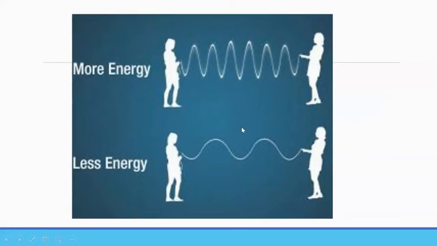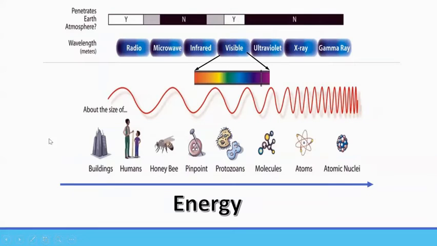have less energy. Okay, just like if you had a rope and you were vibrating the rope up and down, the more energy you put into it, the higher the frequency would be. You'd have more wavelengths in a shorter space, so you'd have a shorter wavelength as well. And so, not surprisingly, the radio waves, which are really long waves, have the lowest energy, and the gamma waves, which are the shortest waves, have the highest energy.